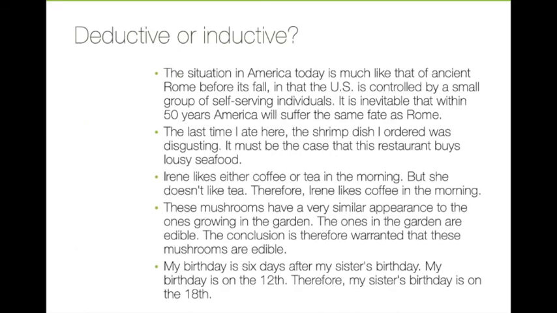So at this point, I suggest pausing the video and reading through each of these arguments. See whether you can tell if they are inductive or deductive.